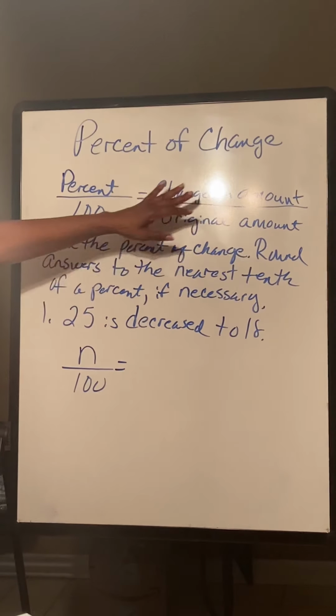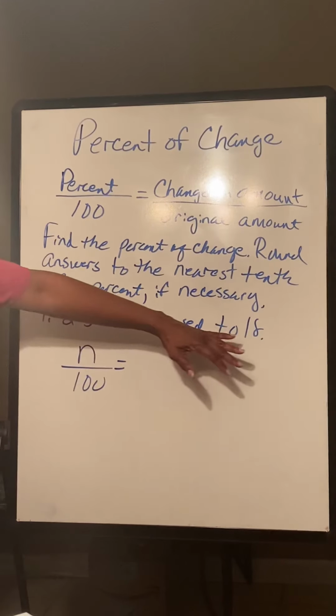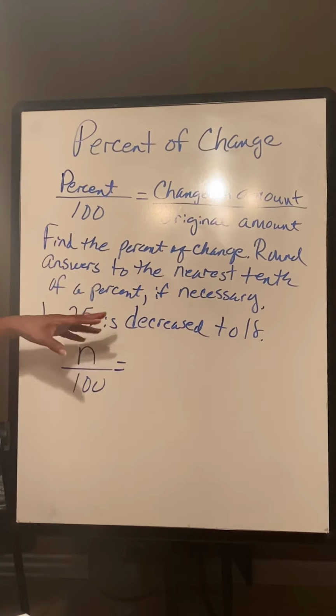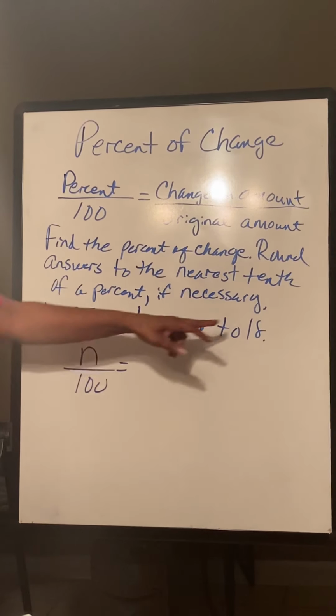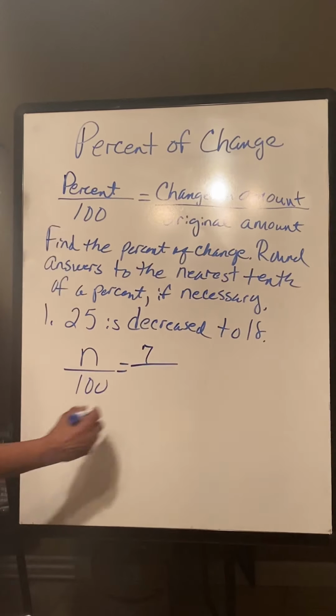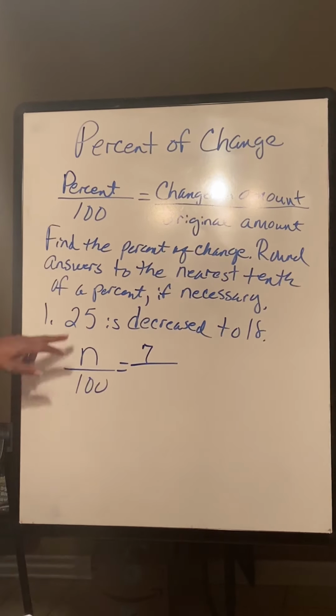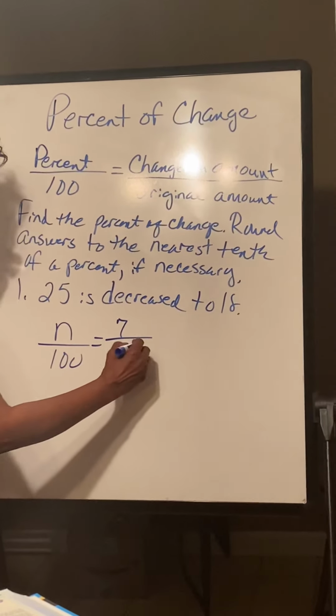Now it said change in amount. Okay, it started at 25. Now it has become 18. So that means in order to get the change, you've got to subtract. So 25 minus 18 gives us 7. And place it over the original. It started at 25, so that is our original, so it's 7 over 25.